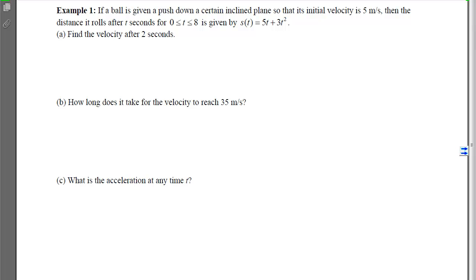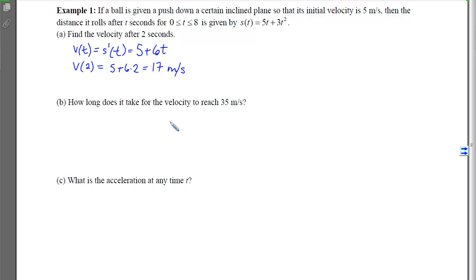So what does this mean for us in terms of problems? If we look at example 1, it says if a ball is given a push down a certain inclined plane so that its initial velocity is 5 meters per second, then the distance it rolls after t seconds is going to be given by this position function. So the first thing that we want to do is find the velocity after 2 seconds. So we need to remember that the velocity is the derivative of the position, which will be 5 plus 6t. So if I want the velocity after 2 seconds, then that will be a 5 plus a 6 times 2, which is a 12 plus a 5, or a 17 meters per second.